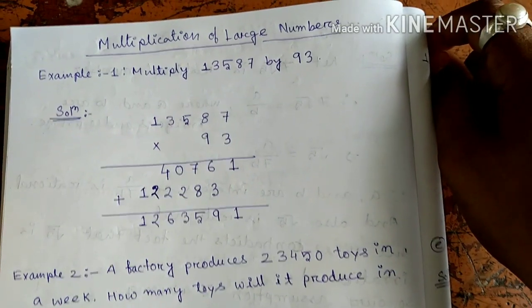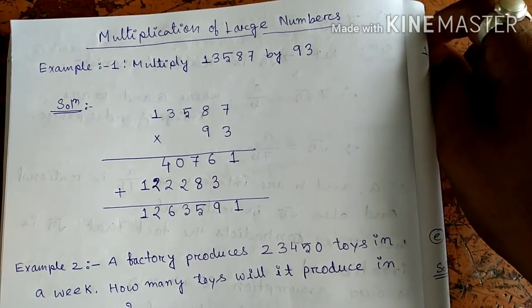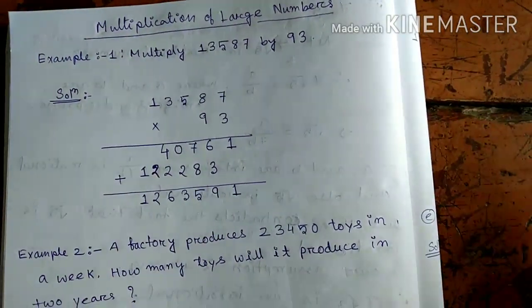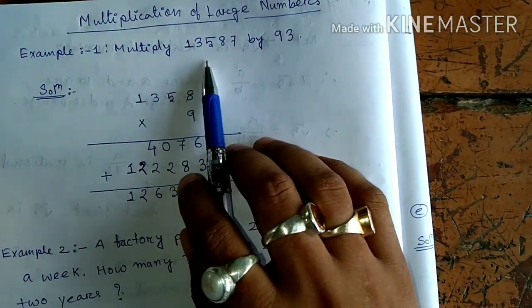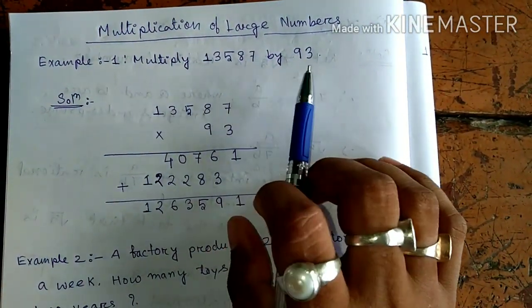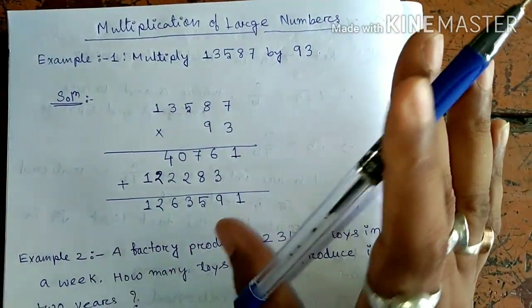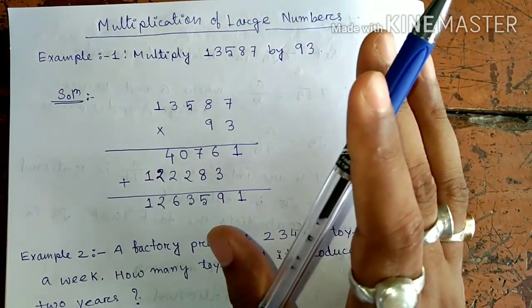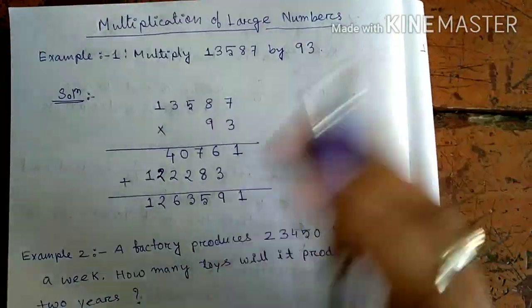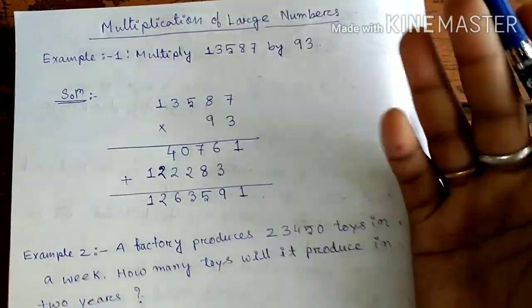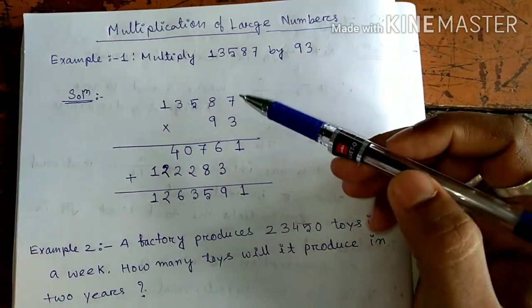For understanding this part, I will take one example. Example number 1: multiply 13585 by 93. Actually, you have to remember the multiplication table. If the multiplication table is clear, then your multiplication part is very easy.